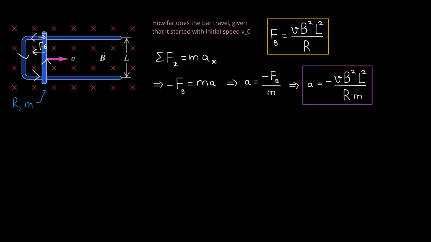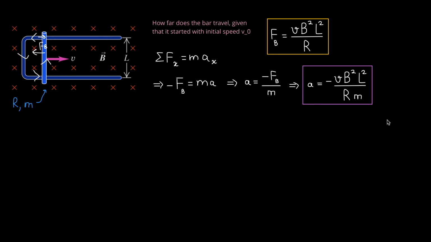Now, here we have a problem. Why? Because the expression that we got for acceleration does not explicitly depend on time. It depends on velocity. Now, we know that velocity changes with time, so it still has a time dependence, but it's not explicitly given.